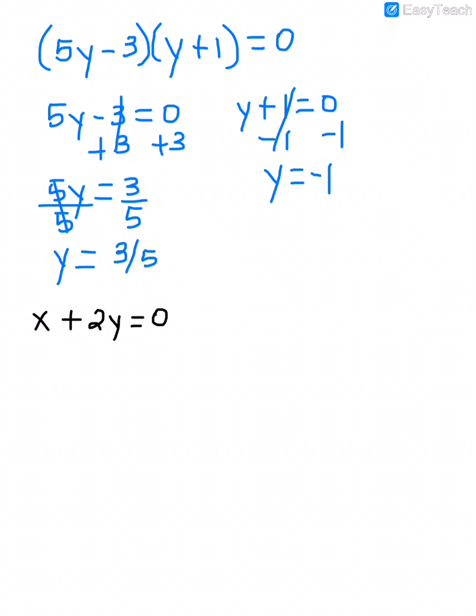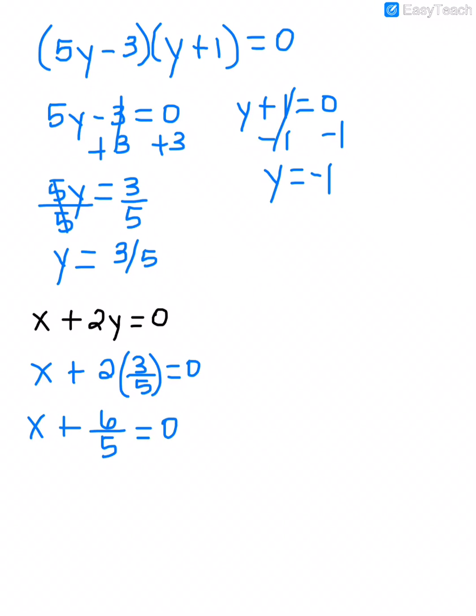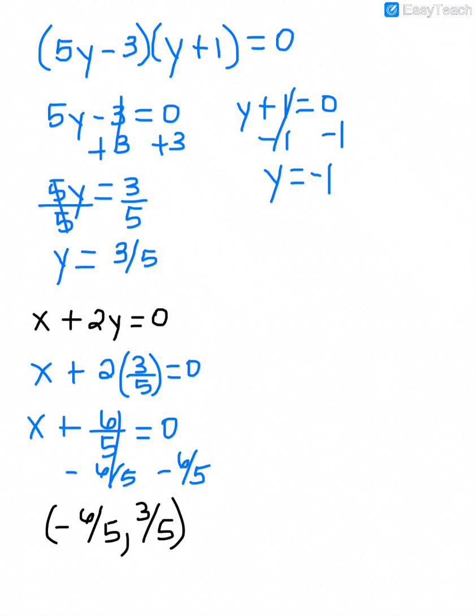So if I plug 3/5 in for y into this equation, that would give me x plus 2 times 3/5 equals 0, which would be 6/5. And of course, if I subtract 6/5 from both sides, I get negative 6/5. So this one solution, I would have negative 6/5 for my x and 3/5 for my y.